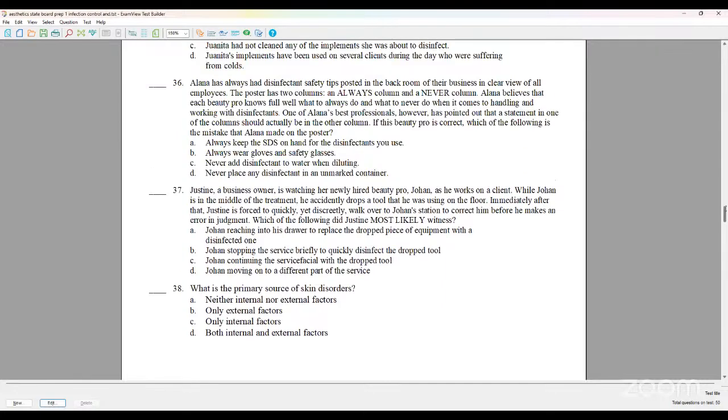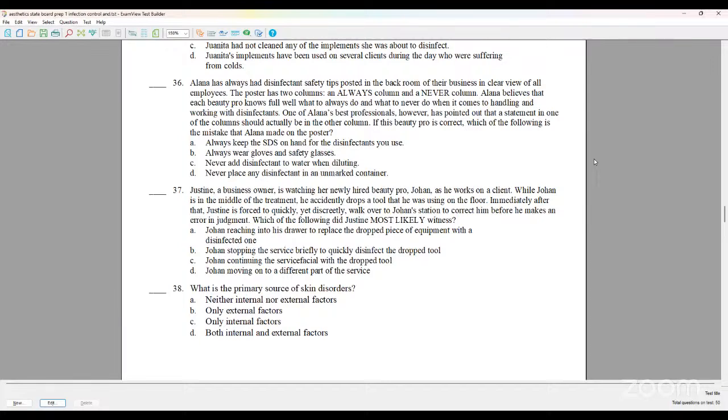36. Alana has always had disinfectant safety tips posted in the back room of their business in clear view of all employees. The poster has 2 columns: an always column and a never column. Alana believes that each beauty pro knows full well what to always do and what to never do when it comes to handling and working with disinfectants. One of Alana's best professionals, however, has pointed out that a statement in one of the columns should actually be in the other column. If this beauty pro is correct, which of the following is the mistake that Alana made on the poster?